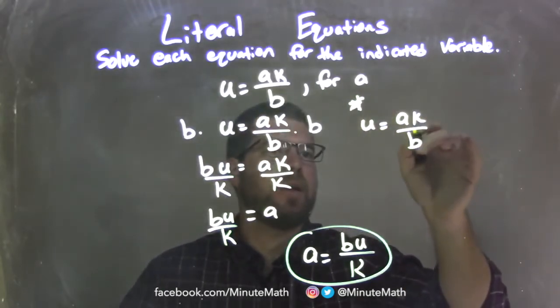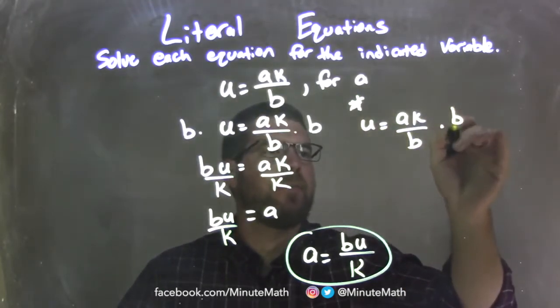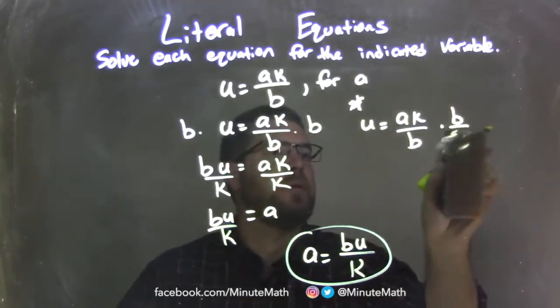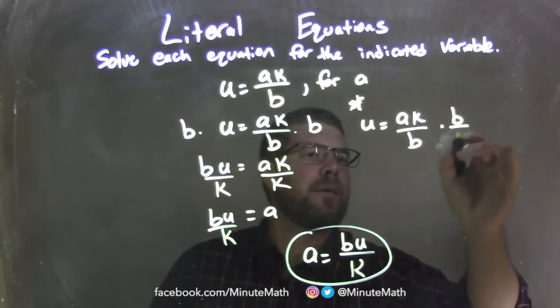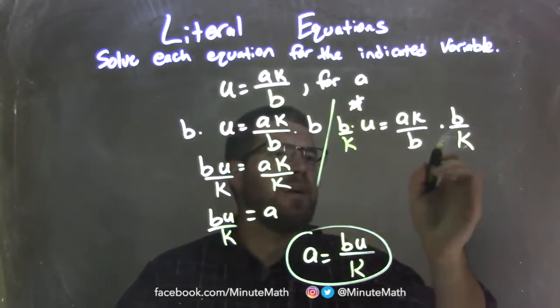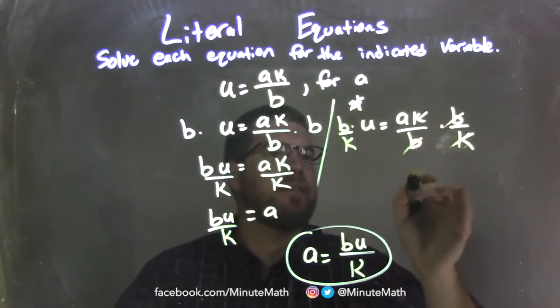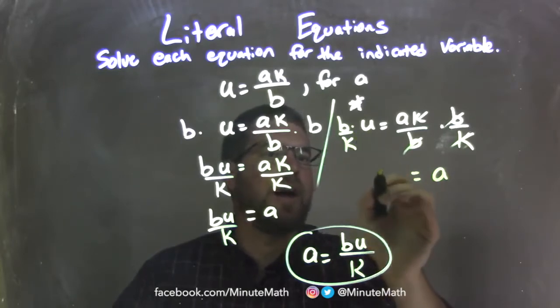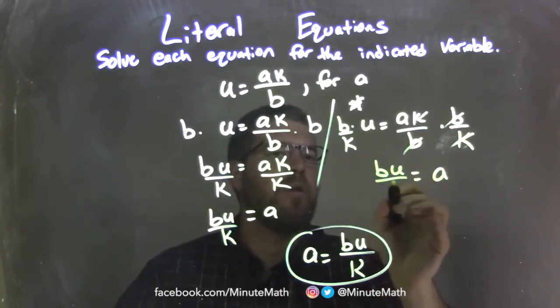So I have K over B here. I can multiply both sides by B over K. Not B over B, stupid. Right? We're not multiplying it by 1. B over K. And what that does, and there's a little separation here, what that does is eliminate the B's, eliminate the K's, leaving me with an A by itself here. And then I multiply across the top, BU over K.